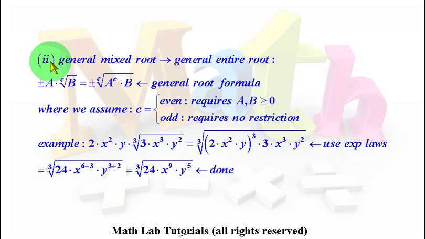Now part 2 over here deals with general mixed root to a general entire root. Okay, so if we look at the left-hand side again, we get plus minus a dot the cth root of b is equal to plus minus the cth root of a to the power c dot b. And I call this the general root formula. So we've gone from a mixed radical here to an entire radical here. We leave the plus minus on the outside.